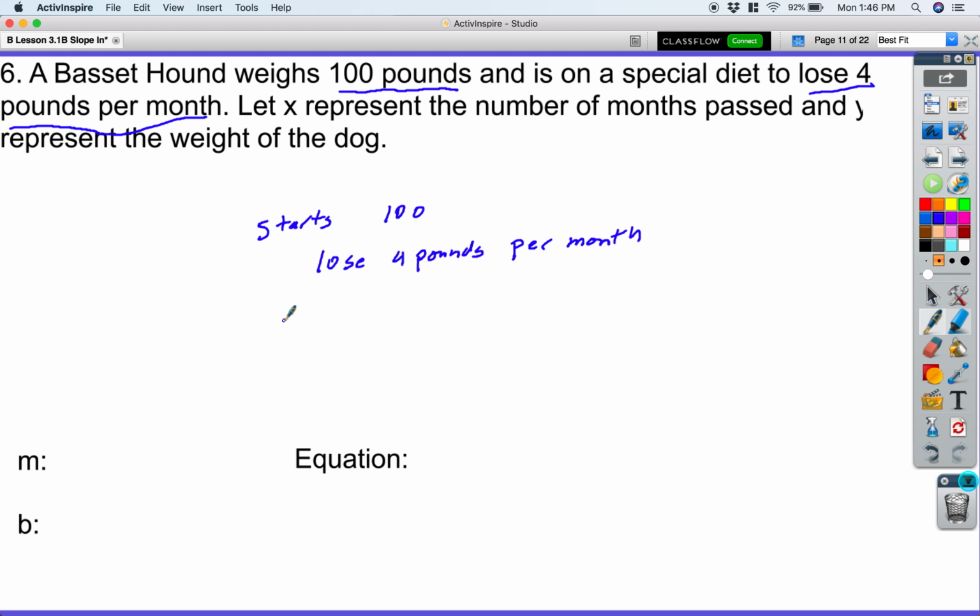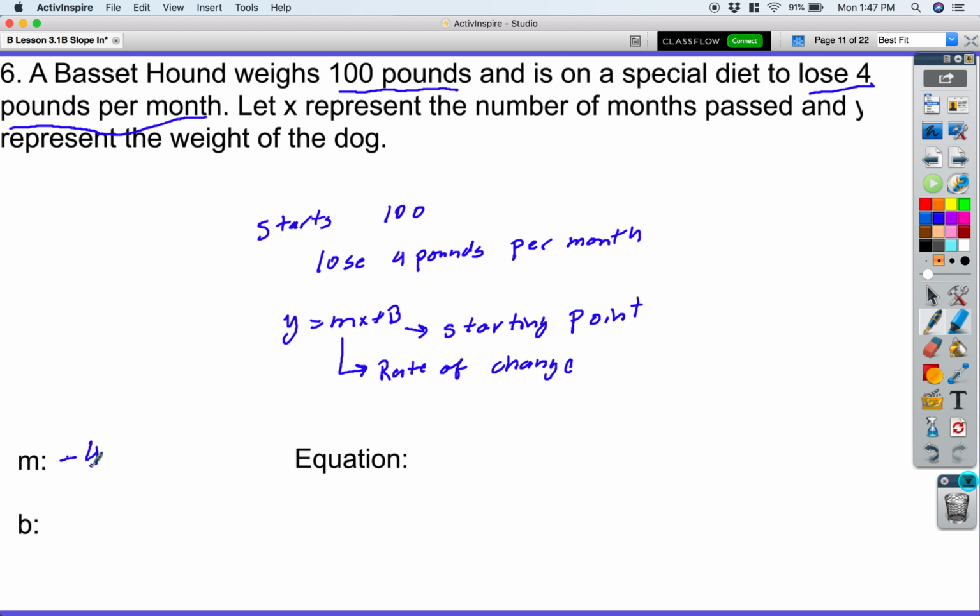So as a reminder, we have y equals mx plus b, and what the b value starts with is your starting point. So in this instance, the starting point here was 100. The dog weighed 100 pounds. And your m value is your rate of change, your slope. Well, how much weight is my dog losing per month? That's what it's changing. And it's changing by 4 pounds a month. So that means my m value is negative 4 because the dog is losing 4 pounds per month, and it starts off with 100 pounds.